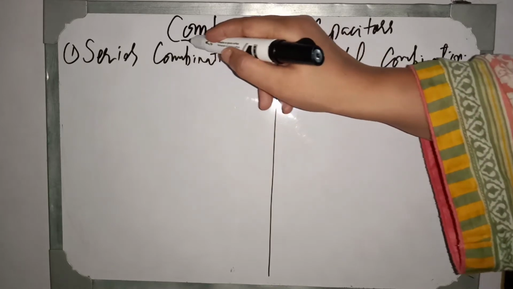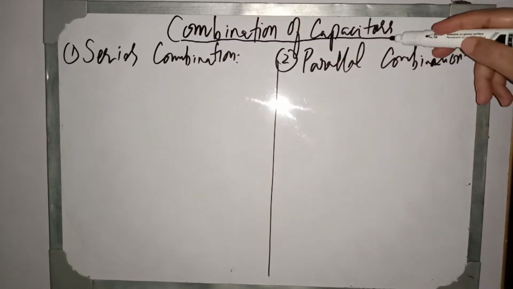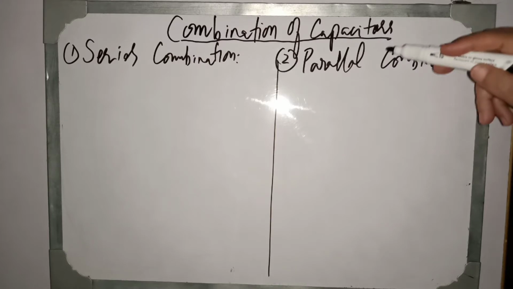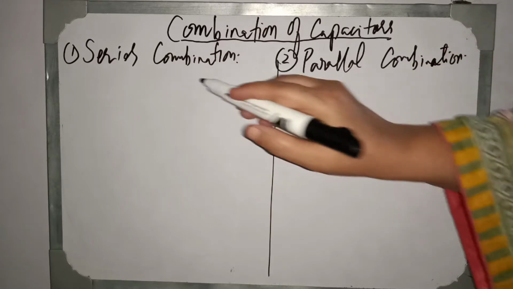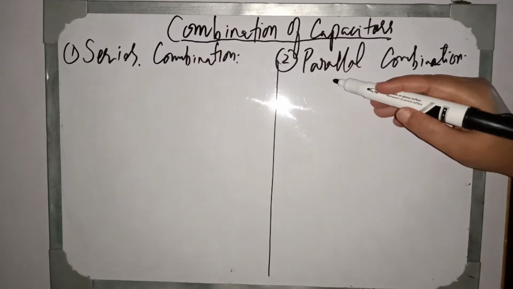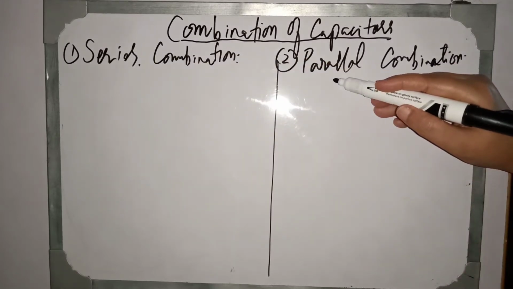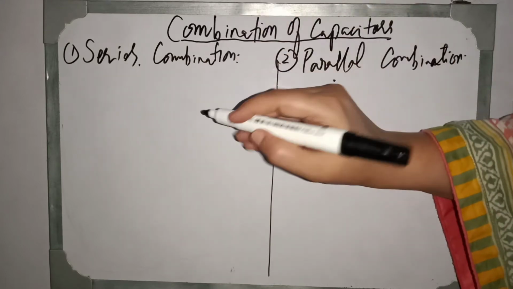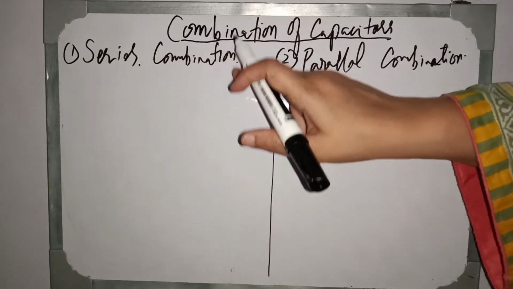Today our topic is combination of capacitors. What are combination of capacitors? The capacitors can be connected either in series or parallel, and we want to find out an equivalent capacitance that has the same capacitance as that of the combination of capacitors. So at the end we will find out C equivalent. C equivalent means equivalent capacitance.